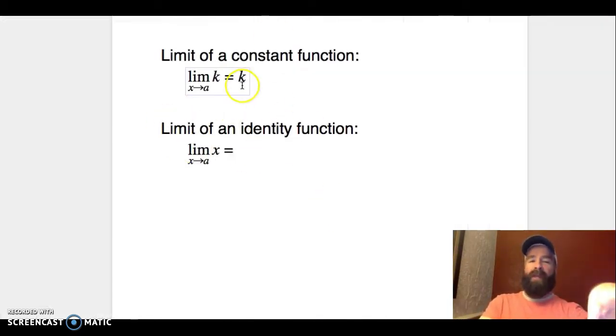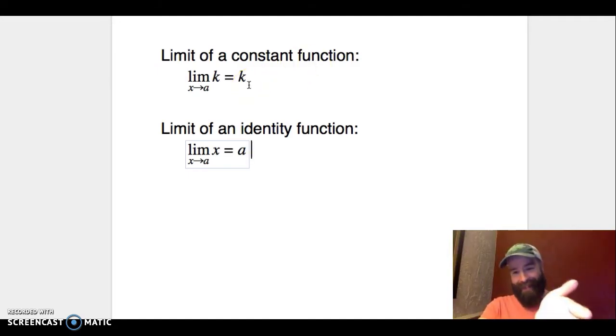So if I go to this limit of an identity function and I want to complete this, the limit as x approaches a of x. Now the number we're approaching is a. It's that number, like x approaches 1 or x approaches -3. So this limit would go to a. So the limit of a constant function as x approaches a is the constant itself. And the limit of an identity function as x approaches a of x is a, the number you're approaching. Now we're going to build some more complicated limits off of these over the course of the next couple of days.